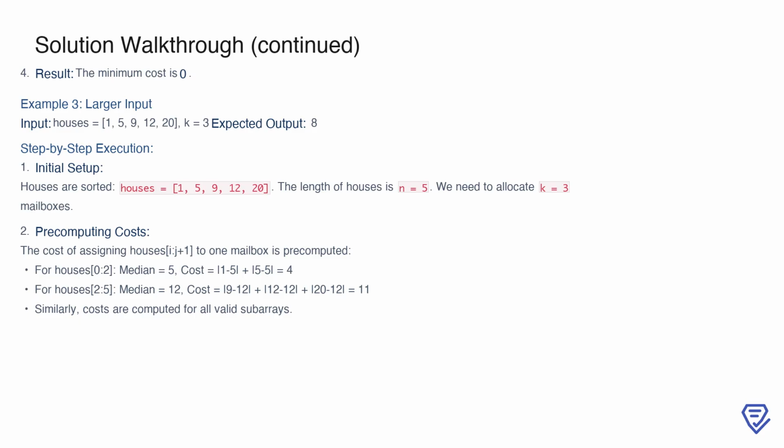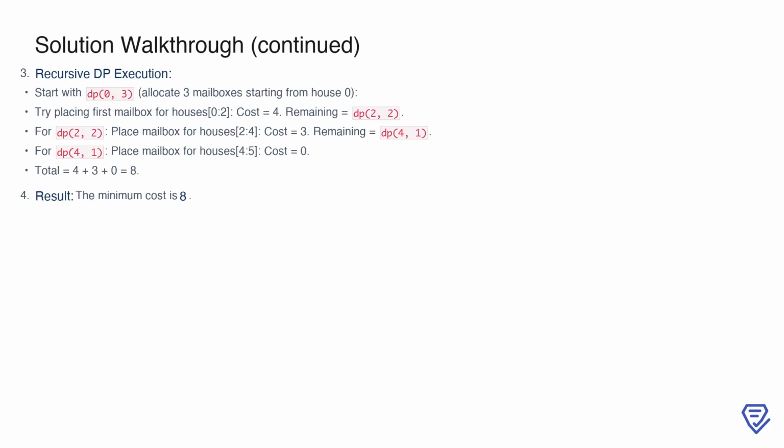We continue this process for all valid subarrays to prepare for the dynamic programming step. Using dynamic programming, we solve for DP(0,3), which means allocating 3 mailboxes starting from the first house. We first try placing the initial mailbox for houses from index 0 to 2, which has a cost of 4. The remaining problem reduces to DP(2,2), where we allocate 2 mailboxes to the remaining houses.